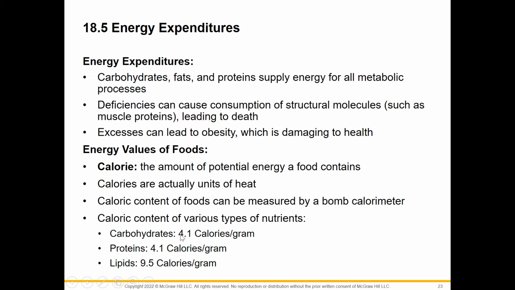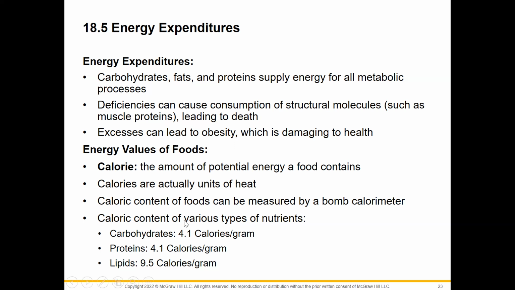Carbohydrates give you 4.1 calories per gram of carbohydrate. Proteins give you 4.1 calories per gram of protein. And lipids give you 9.5 calories per gram of lipid. So, as mentioned a few times before, lipids can produce twice as much energy as carbohydrates or proteins.